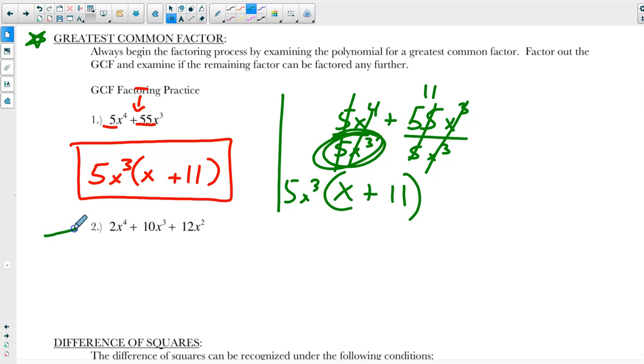You try number 2. You have 3 terms, so your parenthesis has to be a little bit bigger because you're going to have 3 terms in the parenthesis. But you get your greatest common factor out there, and then you write it down. I'm going to be walking around. Okay. I hope that's right.